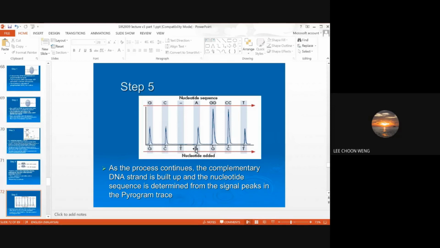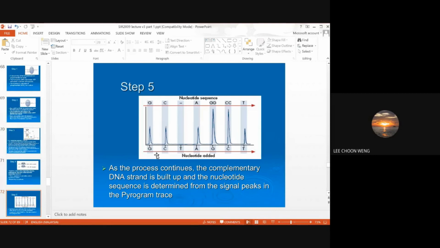Okay, but when you have two incorporations, you will see the peak is double, because it's an equimolar reaction. So if the peak here for C is double, then you know it's equimolar. From the light detected, you can determine the sequence of your DNA. So it becomes G, C, A, GG, CC, T. From this sequence of lights emitted.